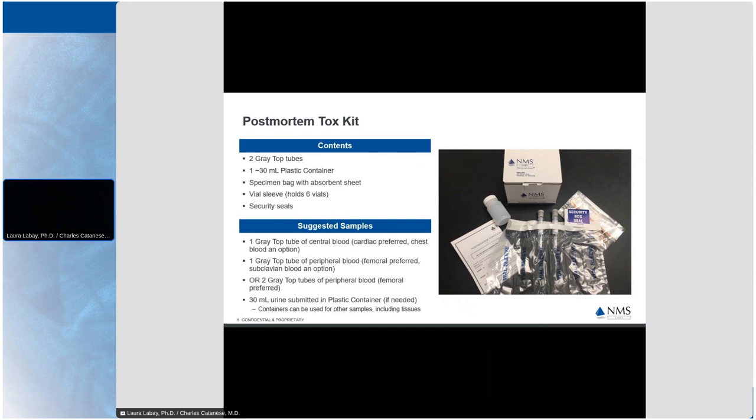security seals. Some suggested samples for the postmortem kit are to fill one gray top tube with cardiac and one gray top tube with peripheral blood. If only one of those matrix types can be collected, the laboratory would prefer 2 gray top tubes of peripheral blood, and blood taken from the femoral vessels is preferred. And then we have 30 milliliters worth of urine in the plastic container, but that container, like I said, can be used for tissue as well.